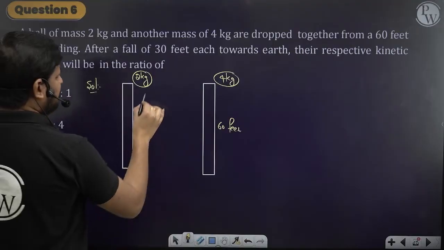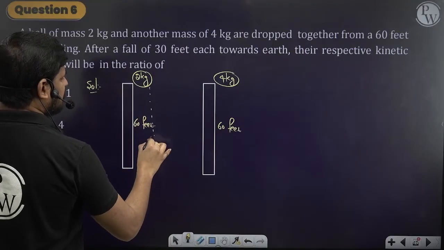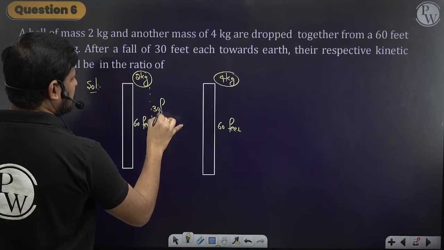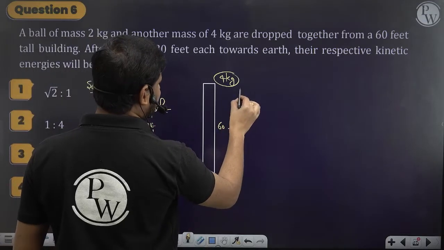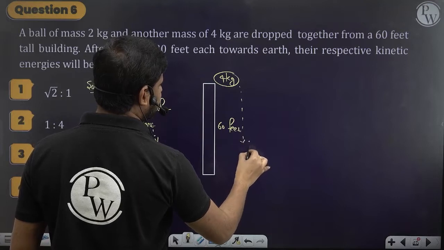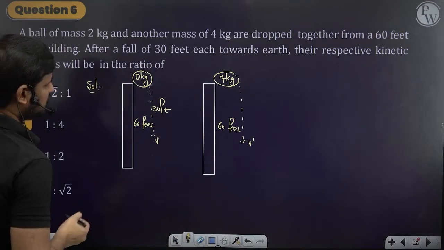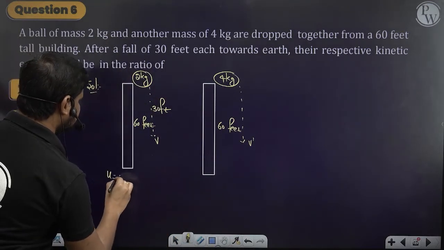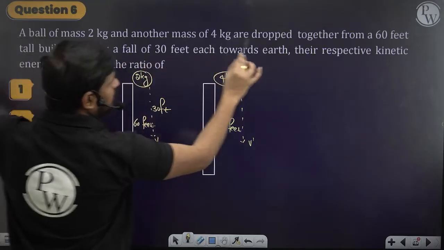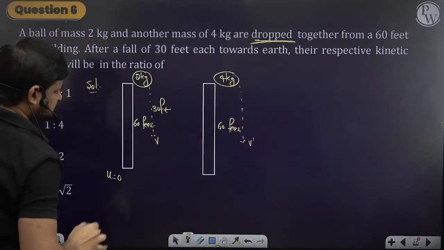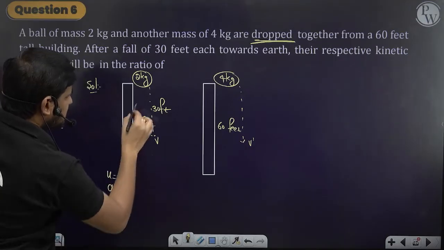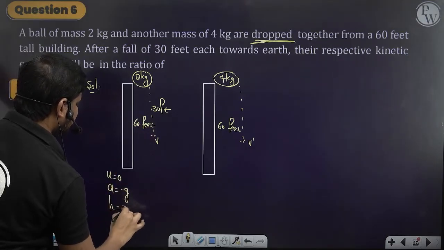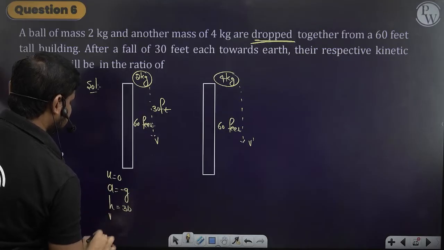Now after a fall of 30 feet, let's suppose it has fallen 30 feet. After 30 feet, let its velocity be v. And for the other, after 30 feet, let its velocity be v dash. Find its velocity. Its initial velocity is 0 because the body is dropped. Dropped means initial velocity is 0. Its acceleration will be minus g, the height is 30 feet, and let the final velocity be v.